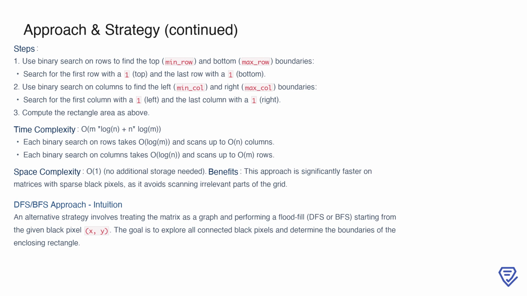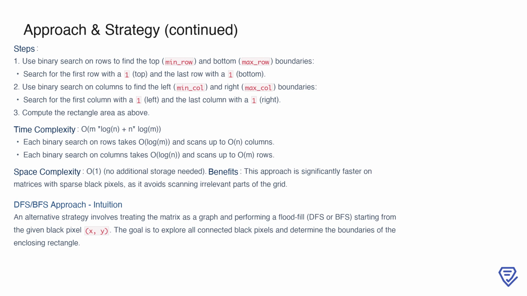Similarly, we apply binary search on the columns to determine the left and right boundaries of the rectangle by finding the first and last columns containing black pixels. Once these boundaries are identified, we can compute the area of the rectangle using the same formula as before.